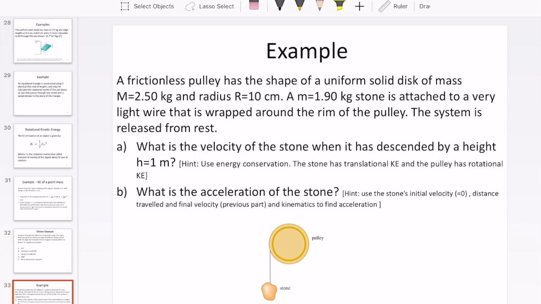Alright, so in this video I'm going to work through this problem in the chapter 9 PowerPoint, which many of you are having trouble with. Okay, so let's see how we would do this problem.